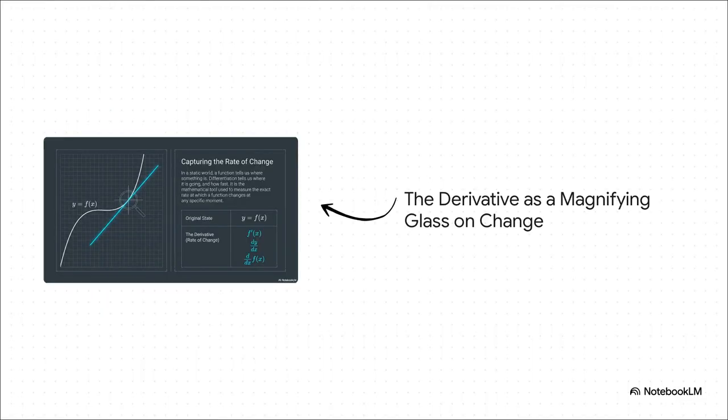Think of the derivative as, essentially, a mathematical magnifying glass focused purely on change. The original state of our system might be described by a standard function, like y equals f of x. But finding the rate of change means we have to take the derivative. You'll usually see it written out as f prime of x or dy over dx or maybe d over dx of our function. But honestly, regardless of the notation, they all mean the exact same thing. We're applying our magnifying glass to capture the precise rate at which our function is changing right now.